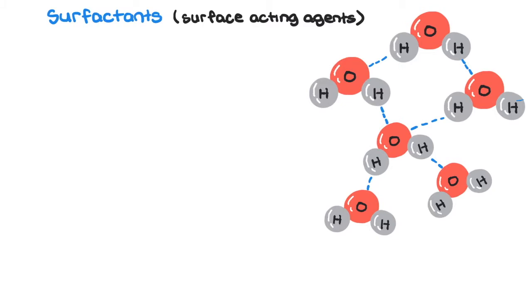Soaps are known as surfactants, also known as surface acting agents. They lower the surface tension of water by disrupting those pesky hydrogen bonds between water molecules, so the attraction is reduced. This means water molecules can get into places easier.